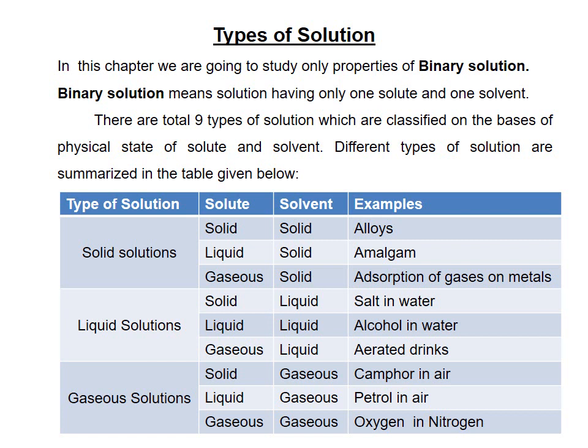Similarly, the third type of solution is gaseous solution, which is also further divided into three subtypes on the basis of the physical state of the solute. Solid solute in gaseous solvent is when camphor or naphthalene balls get vaporized in air. Liquid solute in gaseous solvent: water gets converted into water vapor and mixes in air. Gaseous solute in gaseous solvent: the mixing of two different gases like oxygen and nitrogen, or argon and oxygen, or any other two different gases.